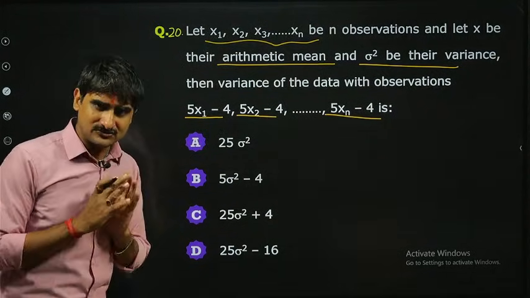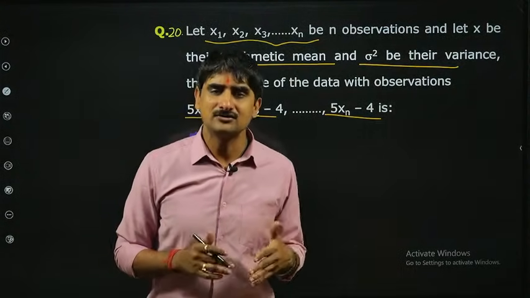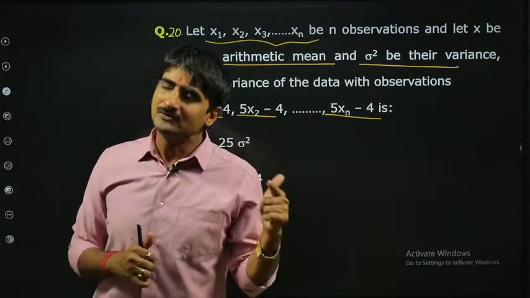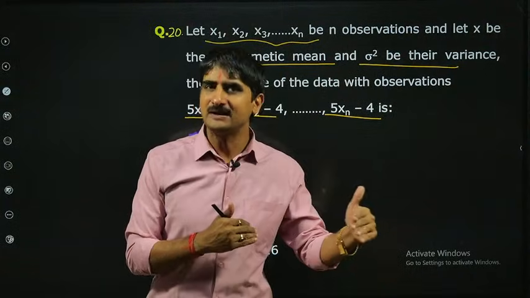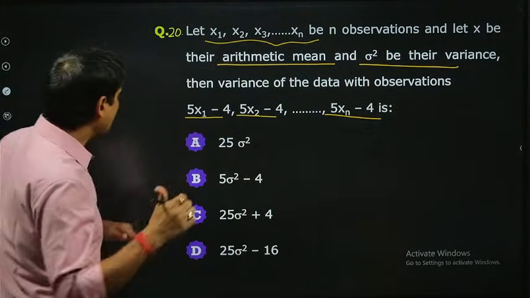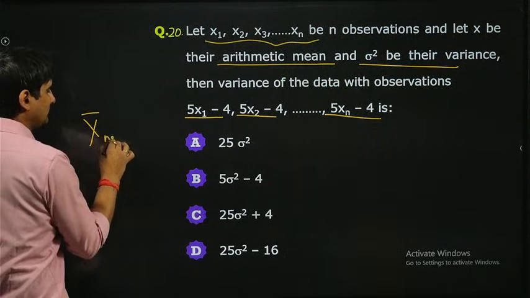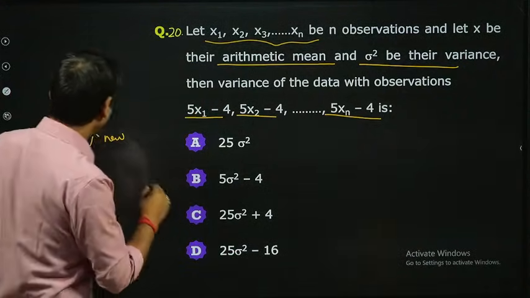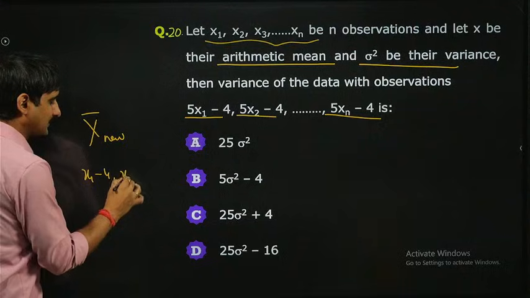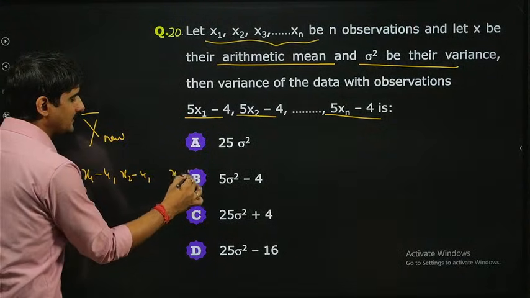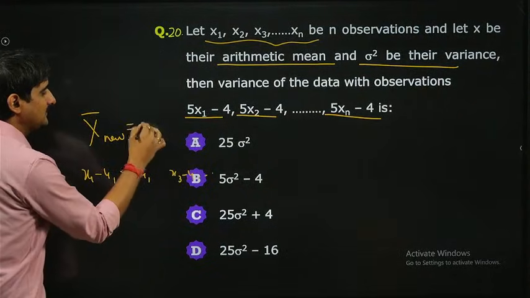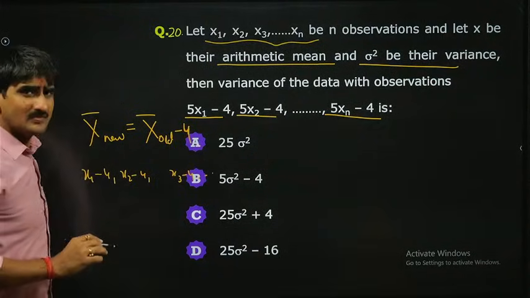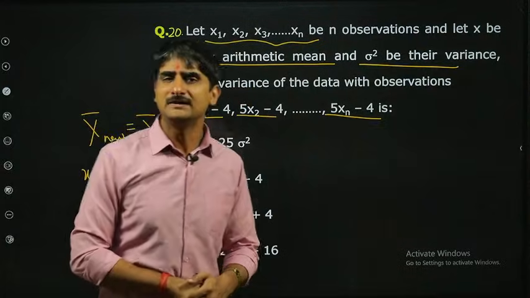So okay, first of all, when you shift, when you add or subtract a constant to all the observations, the mean will also get shifted by that much. Okay, so if someone would have asked you to find the new mean, when the observations would have been x1 minus 4, x2 minus 4, x3 minus 4, dot dot dot, when the observation is like that, so new mean is same as the old mean minus 4. Okay, so the mean will also get shifted by that much unit.